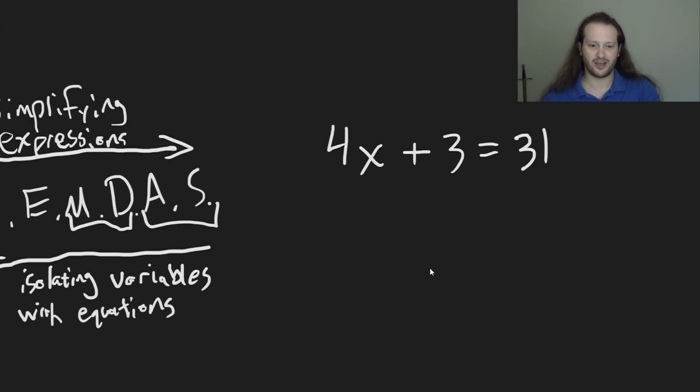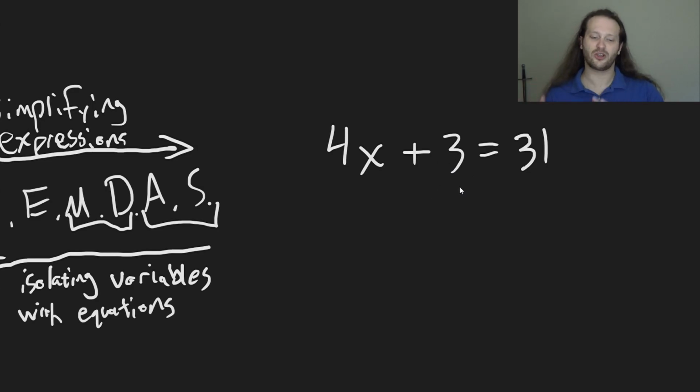So since we're isolating the variable, we want to break apart the weaker bonds first. This 31 is on the other side of the equal sign, so that doesn't really matter when it comes to this. So I'm only looking at the 4 and the 3 here. Well, the 4 is attached to the x by multiplication. The 3 is attached to the x by addition. So that's the one I want to get rid of first.